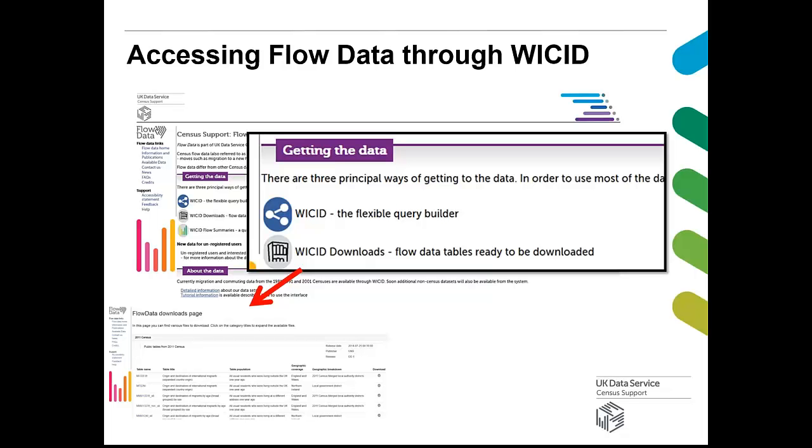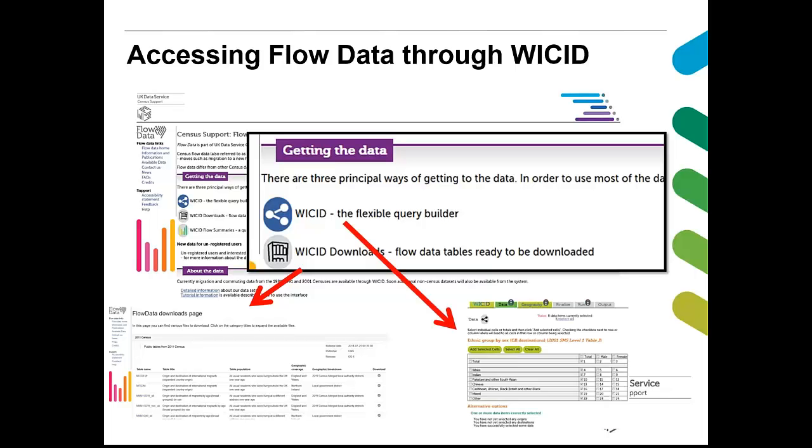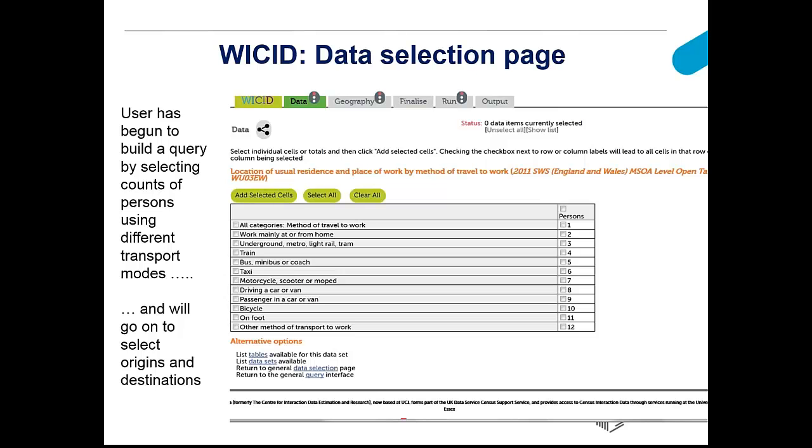This offers the ability to get to data through a number of means. We have a flexible query builder, which can be used with the open data and with a large number of older data sets. And we have a downloads link as well. The downloads link takes us to a list of tables, as we've seen before. The flexible query builder allows us to build up a query through various screens. And I've got an example of that in the next couple of pages.